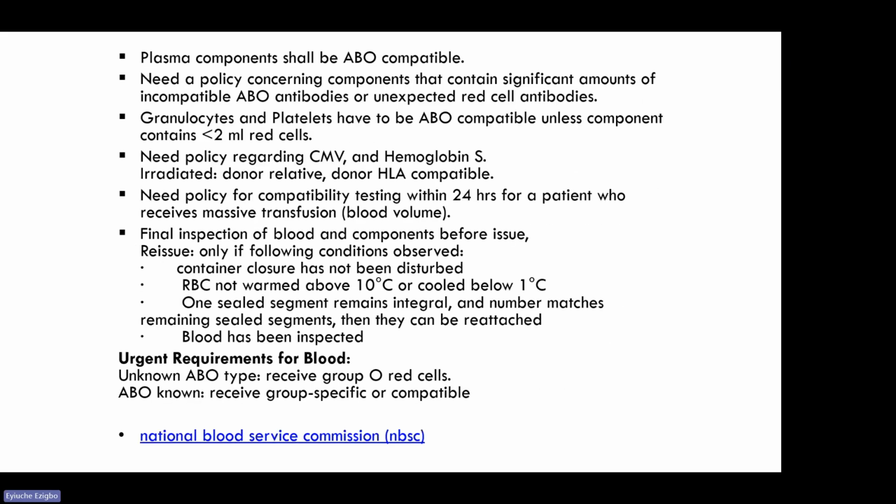So also plasma components: it is the regulation in blood banks that plasma components shall also be ABO compatible. The blood bank should also have a policy concerning components that contain significant amounts of incompatible ABO antibodies or unexpected red cell antibodies. Okay. Granulocytes and platelets have to be ABO compatible unless components contain less than 2 mls of red cells.